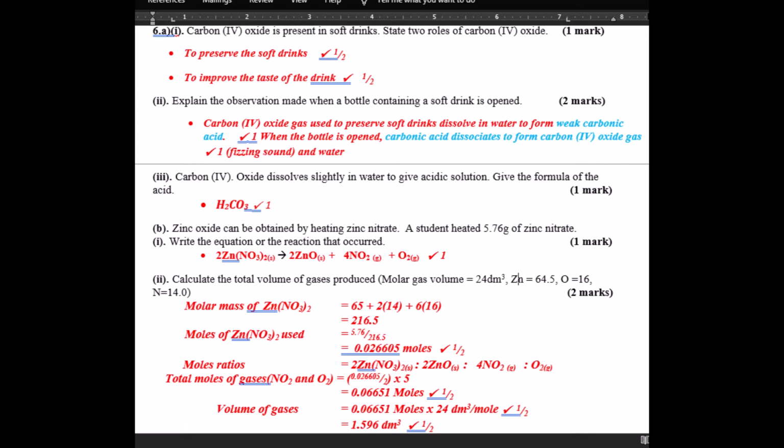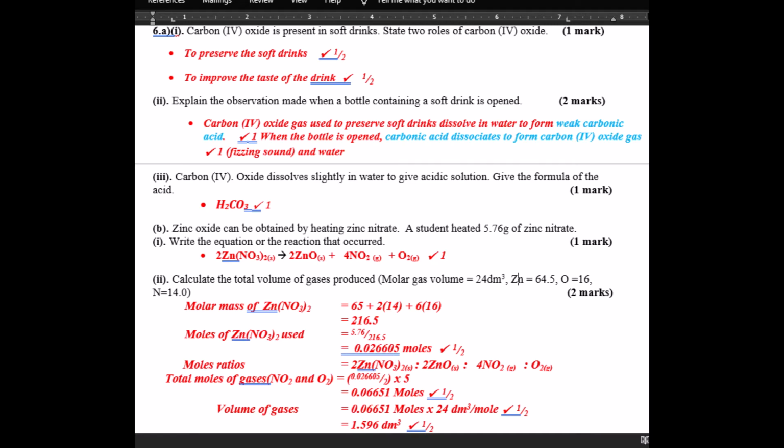Remember, when carbon dioxide is dissolved in water, it forms the weak carbonic acid. The weak carbonic acid, when exposed to the air, or when allowed to release, dissociates back to carbon dioxide and water. So the fizzing sound, the effervescence you observe, is just carbon dioxide from the carbonic acid. The formula of carbonic acid, that's part 2, H2CO3, the weak carbonic acid.